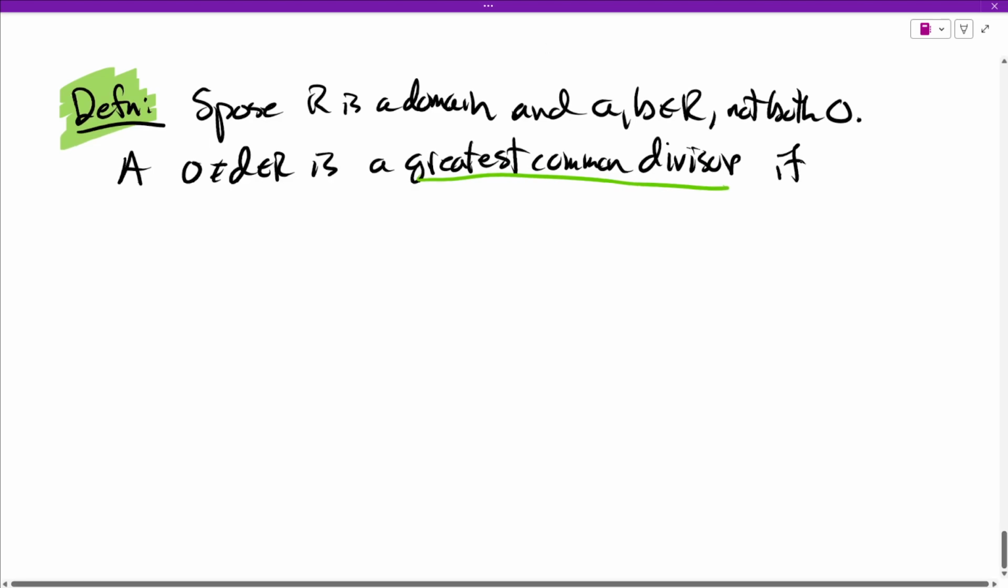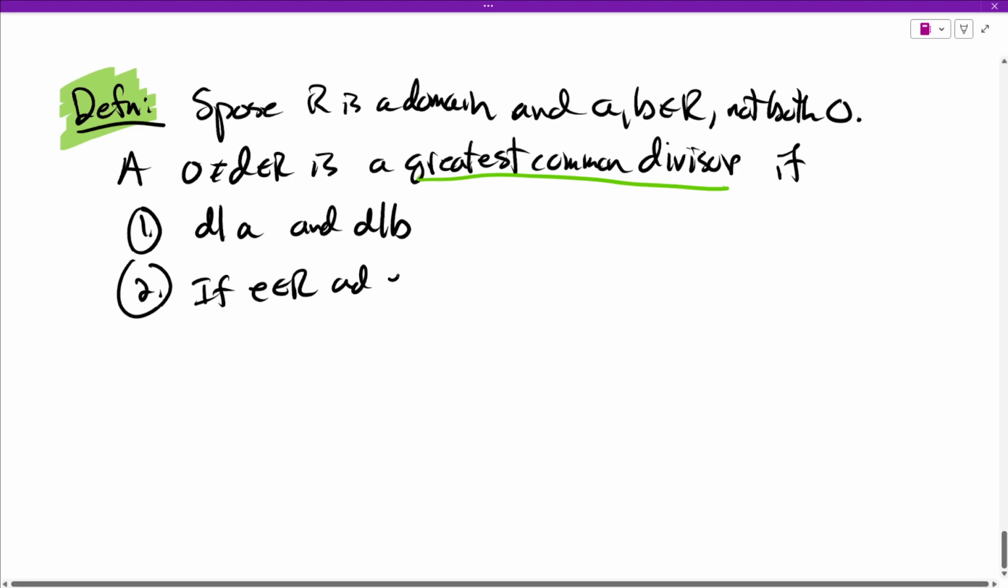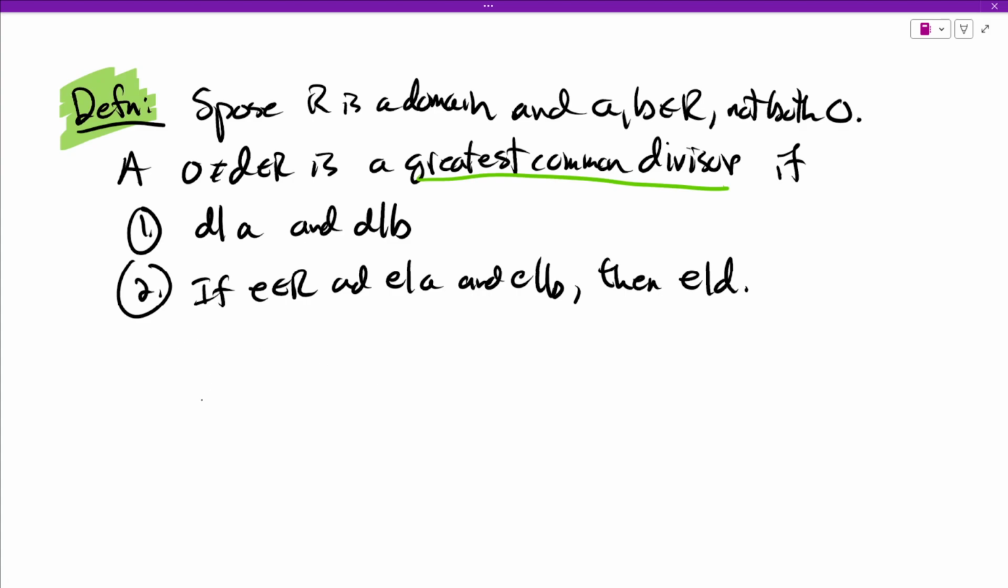if, well, the same definition as we had with the integers. 1, D divides A and D divides B. And 2, if we happen to have another divisor of A and B, say E, then it divides D. Great. So that's what a greatest common divisor is. It's important that it's a greatest common divisor.